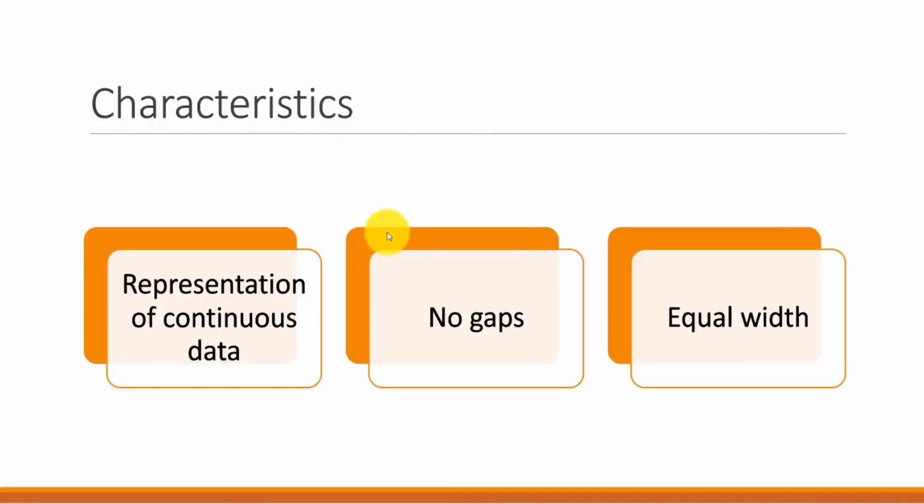Now we will discuss some characteristics of a histogram that distinguish it from a bar chart. A histogram is a graphical representation of continuous data in a categorical form. And the next one is, unlike a bar graph, there is no gap between the bars in the histogram. And the last characteristic of a histogram is that the width of the bins is equal.